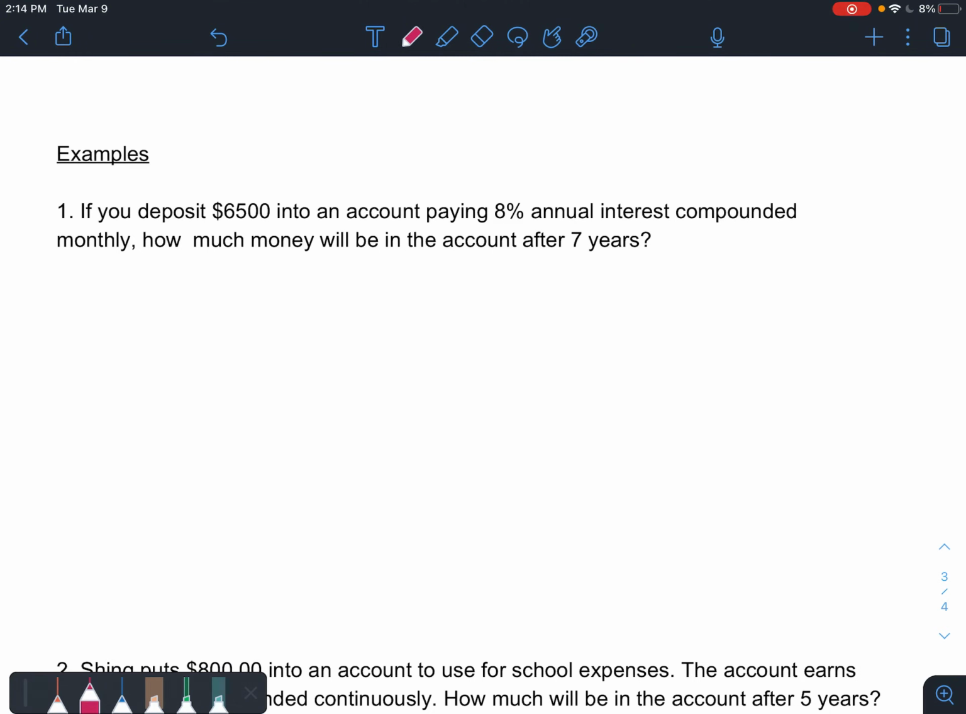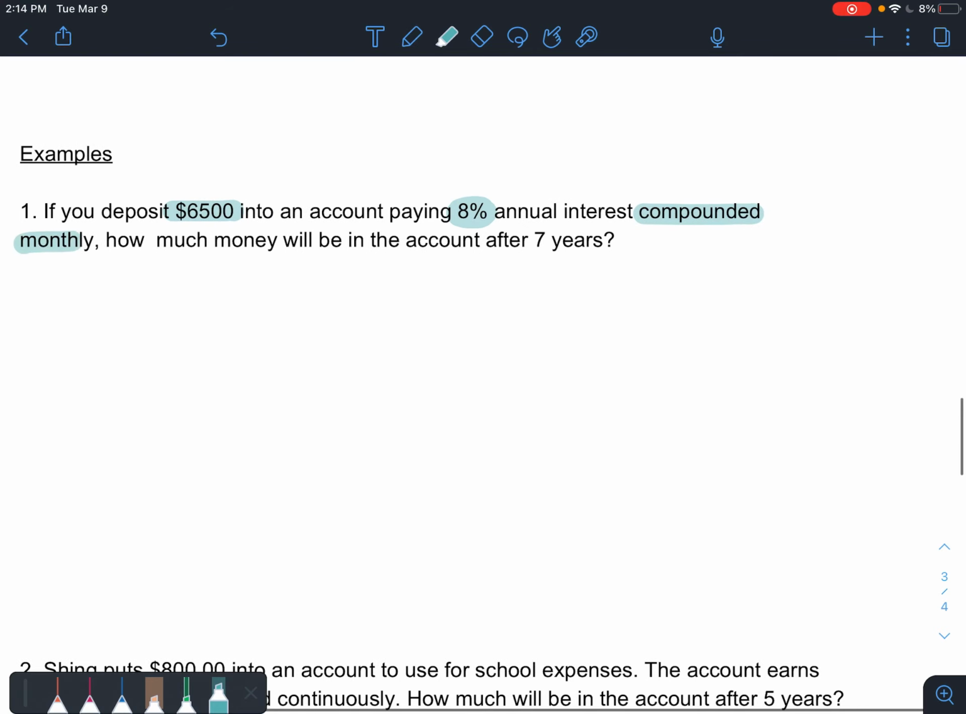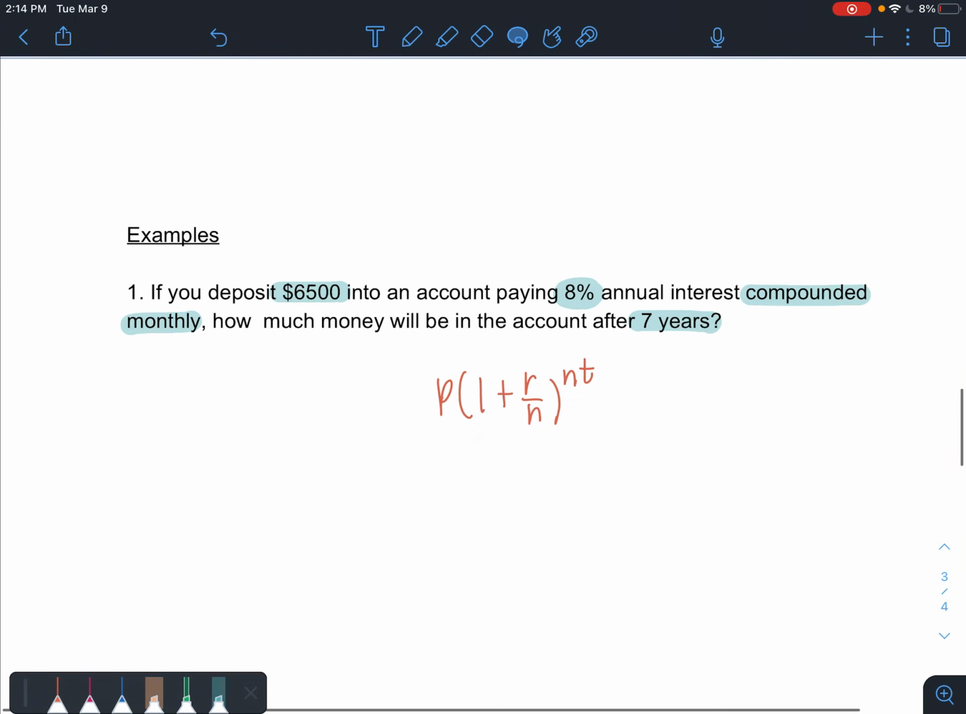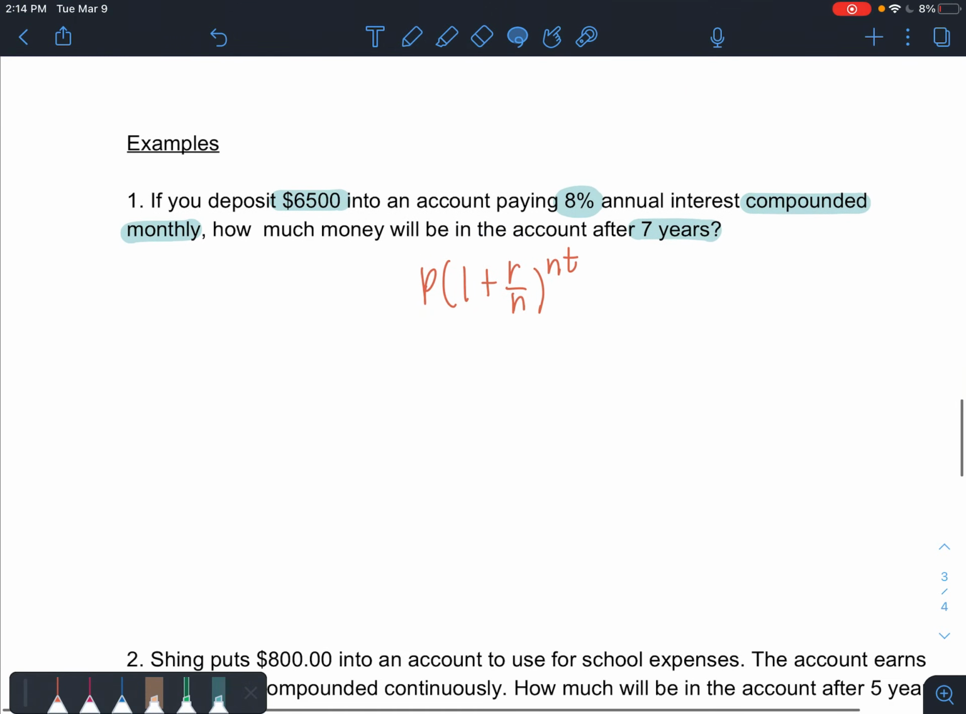So here's our first example. If you deposit $6,500 into an account paying 8% annual interest compounded monthly, how much will you have after 7 years? So we've got 8% interest, $6,500, and it's compounded monthly. And after 7 years, how much are we going to have? So we're going to use this equation right here. I'm going to go ahead and write these off to the side. So this is what I do. I just write out P, R, N, T, and then I fill those in.